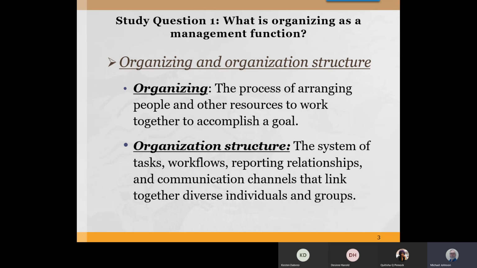Organizational structure, it's the system we're going to use. So there's going to be very specific strategic ways of applying our investment of our resources. And we're looking for the best possible combination. So, and again, task, workflows, the reporting relationship and communications channels that link together diverse individuals and groups. Again, so that they are functioning as a single unit, all working towards the same outcome.